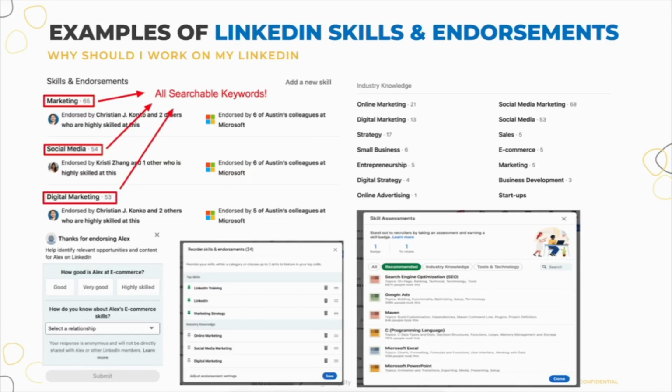And this shows the next part as an example. What are the different types of skills? How can I reorder them? So this person has 3 different types of skills: marketing, social media, digital marketing. That makes sense, and that's clearly how this person wants to organize and reorder the types of skills that he or she has.